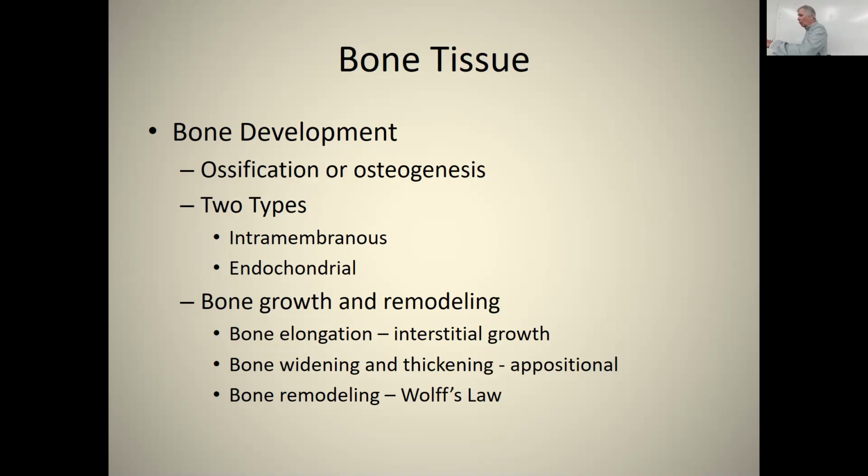So like I said, bone growth and remodeling, bone elongation, interstitial growth. You grow longer bones. Bone widening and thickening is appositional bone. So you grow a thicker bone. Right? And bone remodeling is called Wolff's Law. And that's what I just mentioned. The strength of your bones is determined by how much stress you put on them. You exercise, you're putting stress on bones, you end up with stronger bones. You're a couch potato, you don't do much exercise, your bones are going to get weaker.